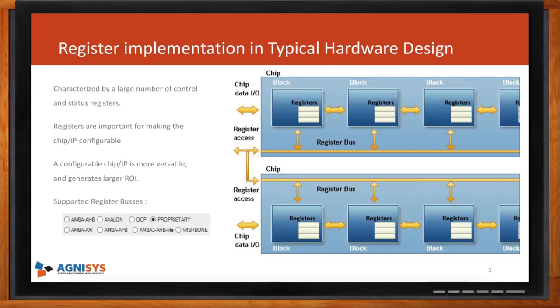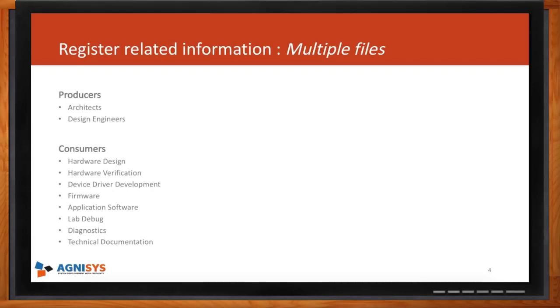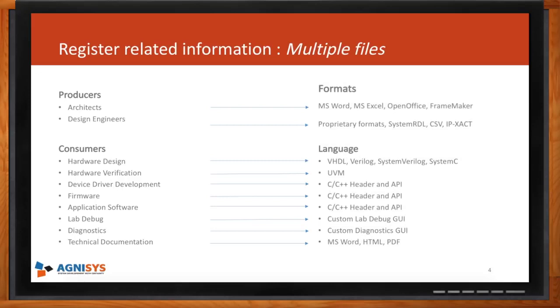Typically, architects, design engineers use different formats, like you said. Word, Excel, OpenOffice, FrameMaker, even proprietary formats. Often we see people using their own custom formats. And that's okay. And also there are industry standards like SystemRDL and IP-XACT, but they could be all over the place. Sure. So during the design process, it's hard to keep everybody current as the design evolves. Let's talk about those customers on that slide.